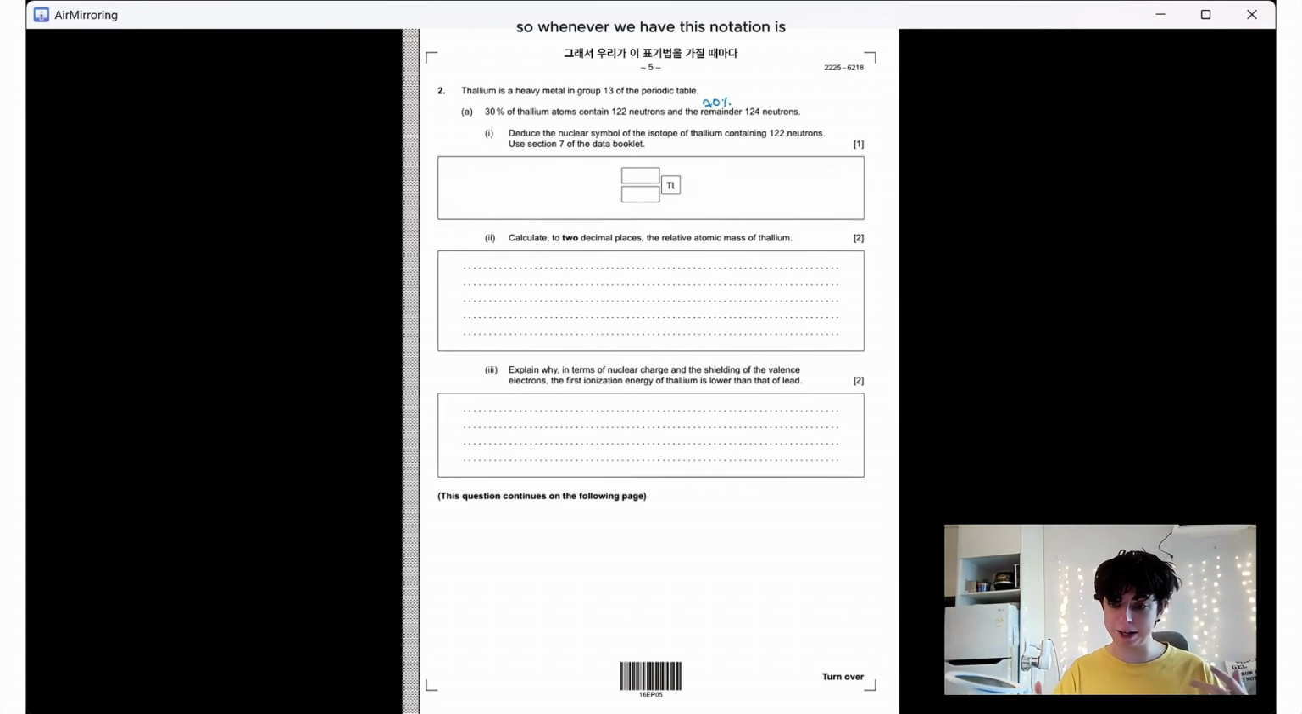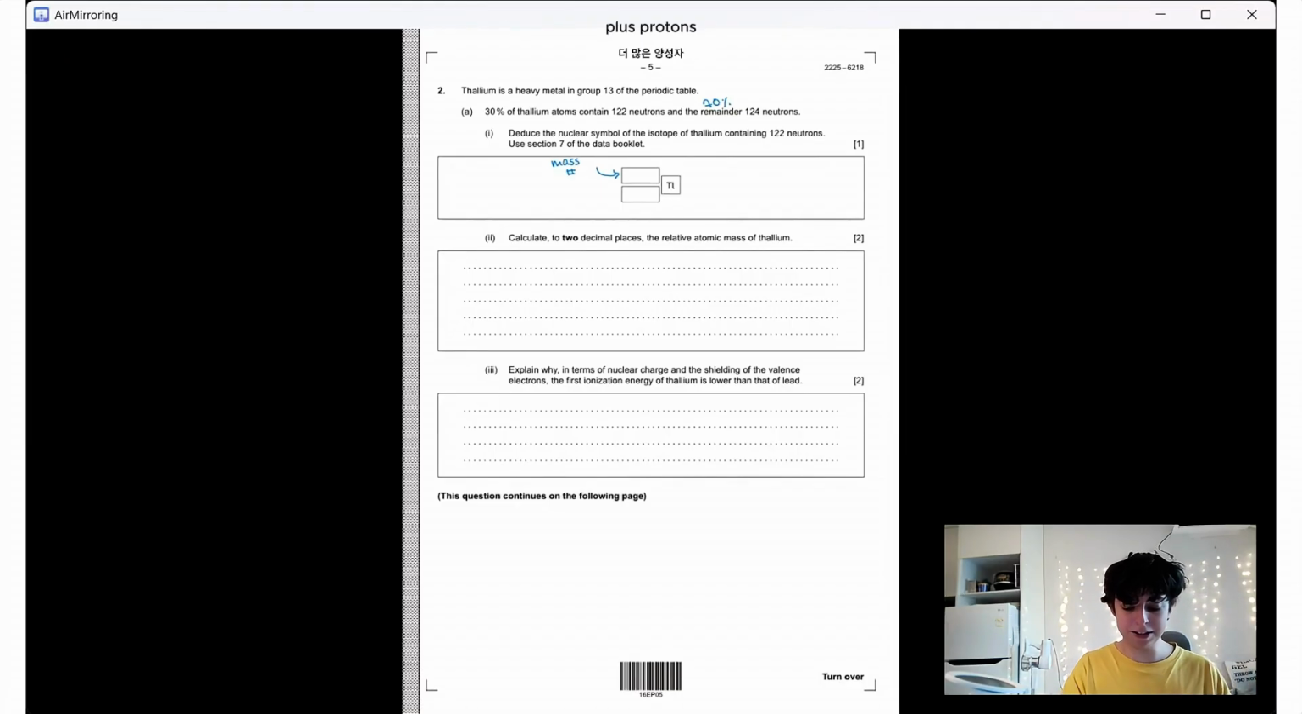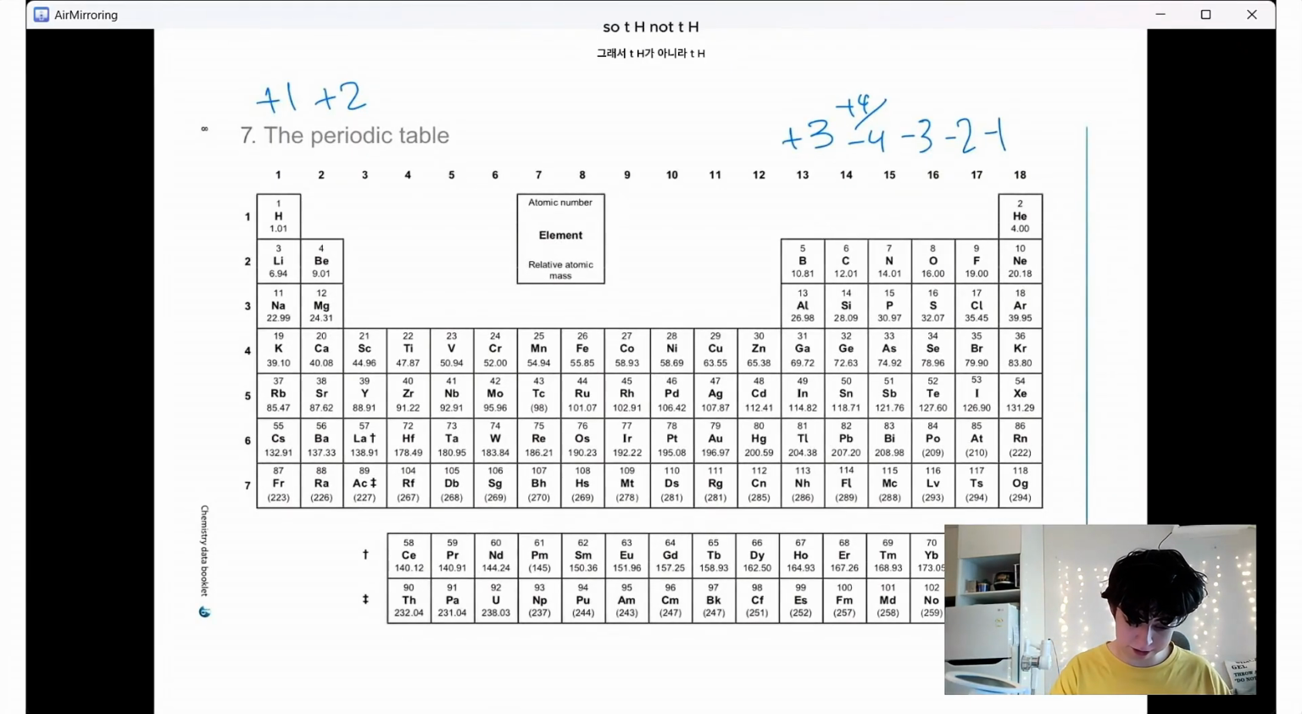Whenever we have this notation, you always have the elemental symbol, which is given to you. Up here, you're going to have the mass number, which is the number of neutrons plus protons. And here is going to be the atomic number, which you can get from the data booklet. It also gives you the number of protons. So we're going to look up thallium. TL.